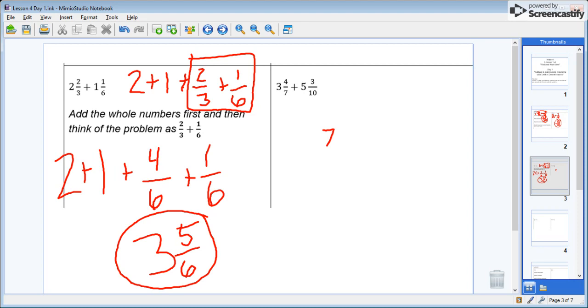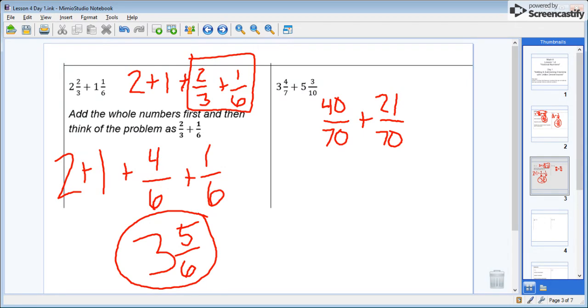So to make 4/7 a common denominator of 70, I have to multiply it by 10, which means the 4 also gets multiplied by 10, so that becomes 40. I have to multiply the 3/10, both the numerator and denominator, by 7, so this becomes 70, and 3 times 7 gives me 21.